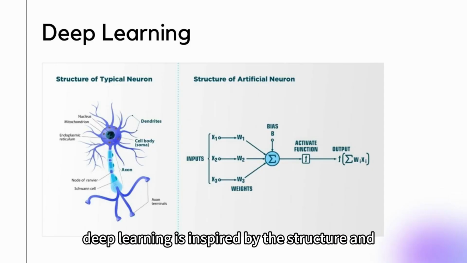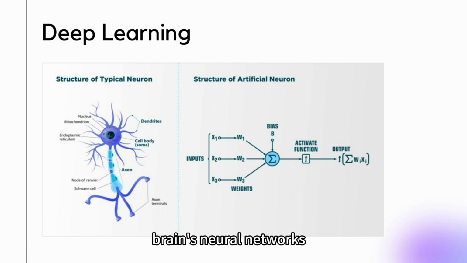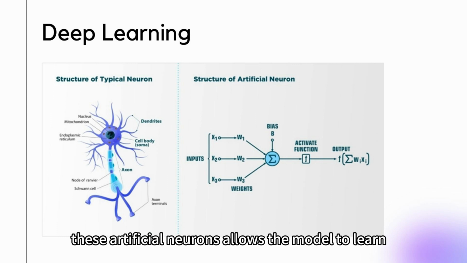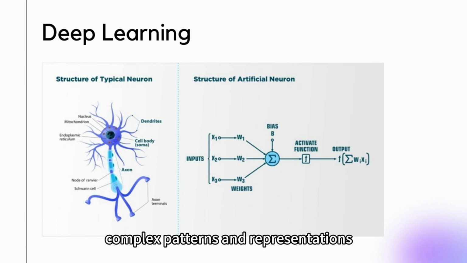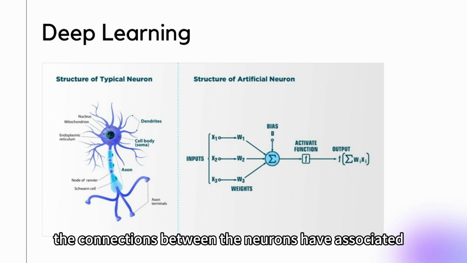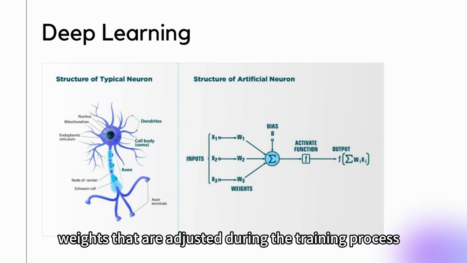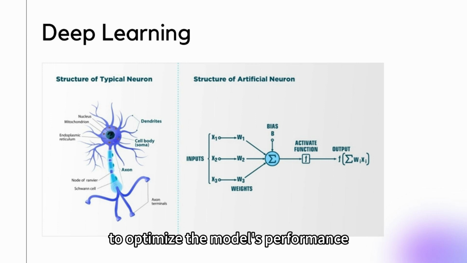Deep learning is inspired by the structure and functioning of the human brain's neural networks. These artificial neurons allow the model to learn complex patterns and representations from the input data. The connections between the neurons have associated weights that are adjusted during the training process to optimize the model's performance.